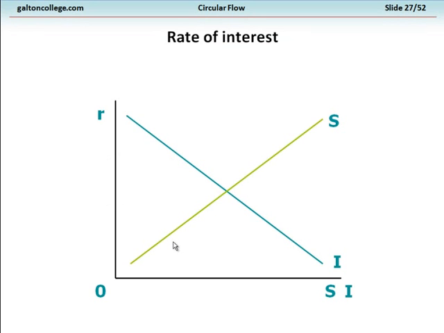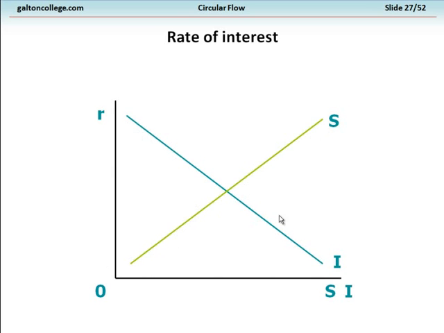Here is the savings. Savings will increase as the rate of interest increases. If you're getting 5% at the bank for your savings at the moment, and the bank increases it to 10%, you might think you want to save some more because you get some more interest. On the other hand, the borrowers, well, as the rate of interest rises, less people want to borrow. It's too expensive. As the rate of interest falls, more people want to borrow.